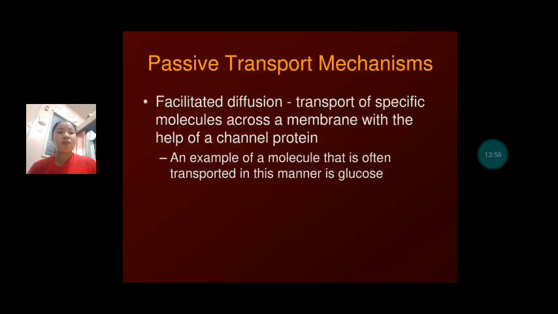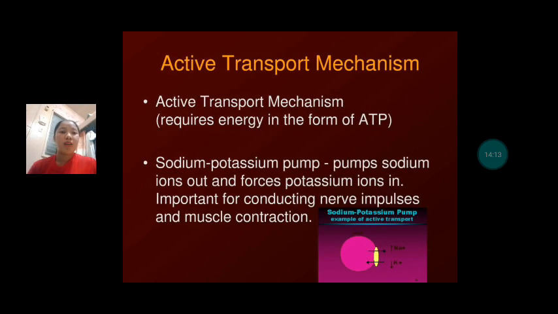And the next is the passive transport mechanism, facilitated diffusion. This is the transport of specific molecules across a membrane with the help of channel proteins. An example of a molecule that is often transported in this manner is glucose. So next is the active transport mechanism. The active transport mechanism requires energy in the form of ATP. What is the meaning of ATP? Adenosine triphosphate. Then next is the sodium potassium pump, which pumps sodium ions out and forces potassium ions in, important for conduction of nerve impulses and muscle contraction.